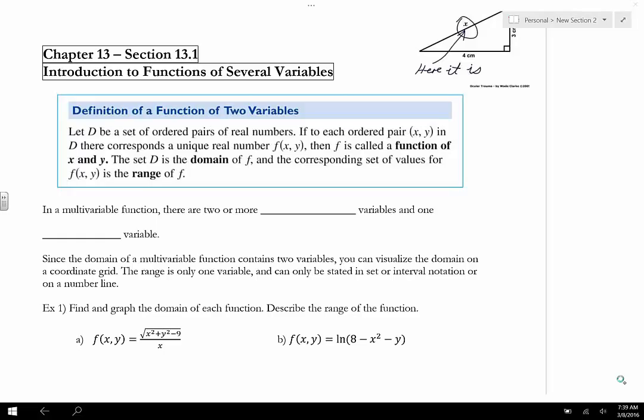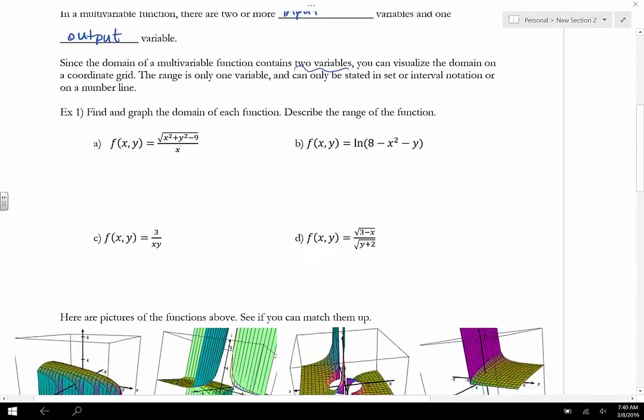Your domain is all points on the x, y plane that are allowed to be plugged into f. And your range is all the outputting z values. So in a multivariable function, there are two or more input variables and one output variable. Okay, so in a multivariable function, you have multiple inputs, but still only one output. Now, since the domain of a multivariable function contains two variables, you can visualize the domain on a Cartesian plane, on a coordinate grid. The range is only one variable, and you can state it in interval notation.